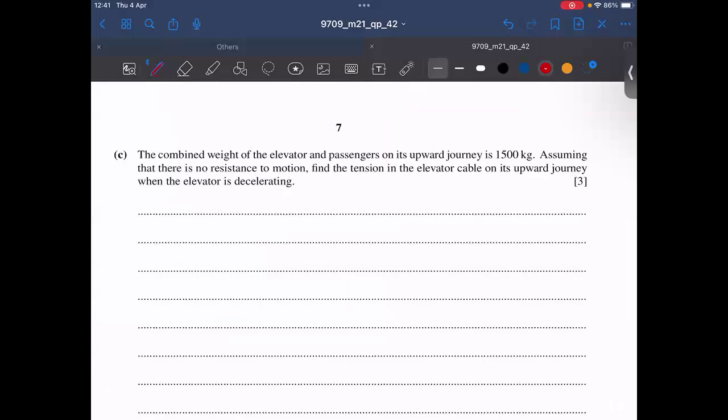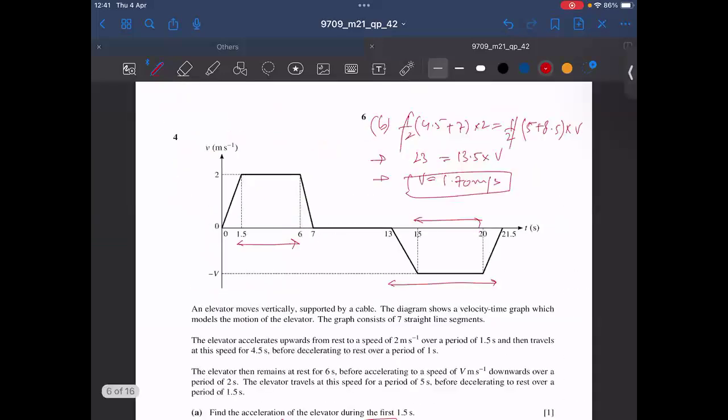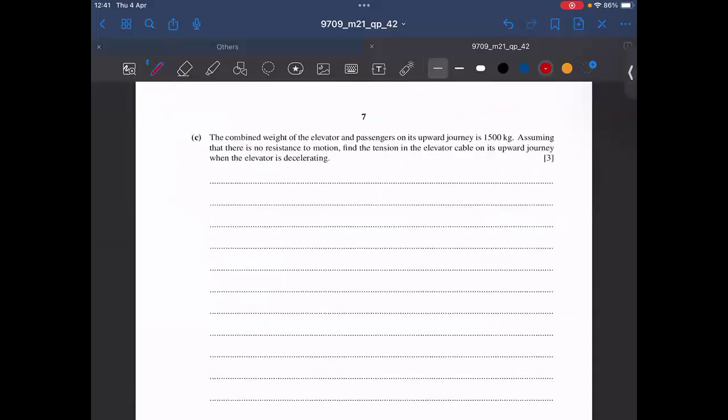The combined weight of the elevator and passengers on its upward journey is 1500 kilograms. Assuming that there is no resistance to motion, find the tension in the elevator cable on its upward journey.